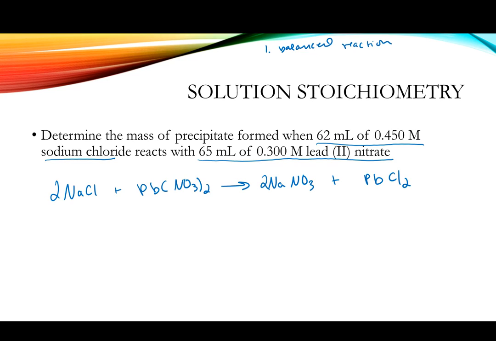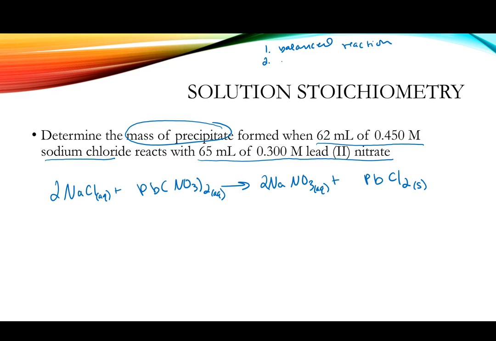And then additionally, you also need the states of all of your reactants and products. You would define the states based on the solubility rules. Soluble means that it's aqueous, so those two are aqueous. Sodium nitrate is soluble, so it's aqueous. Insoluble means that it's solid, so lead chloride is insoluble, so that is my solid. That is my precipitate. That is what I'm going to determine the mass of.